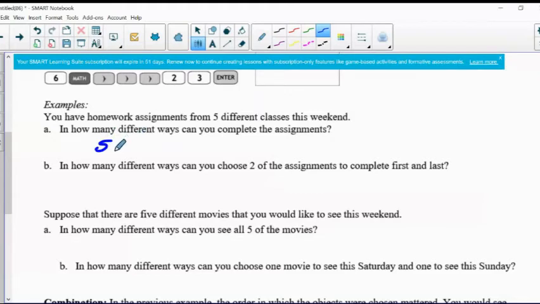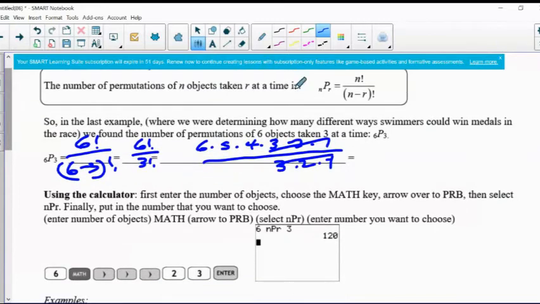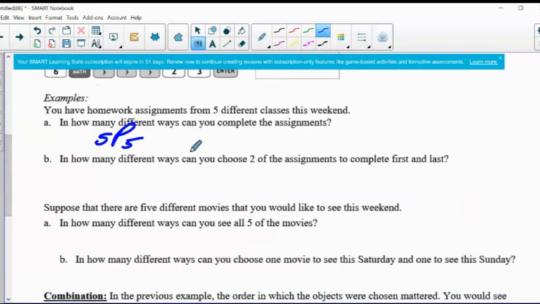Okay. You have homework assignments for 5 different classes. And how many ways can you complete the assignments? Okay. Well, that's 5 choose 5, right? I have 5 assignments, and I'm going to choose 5. So 5 nPr 5. Okay. 5 permutation 5. You can see I'm using this right here. 5 choose 5.